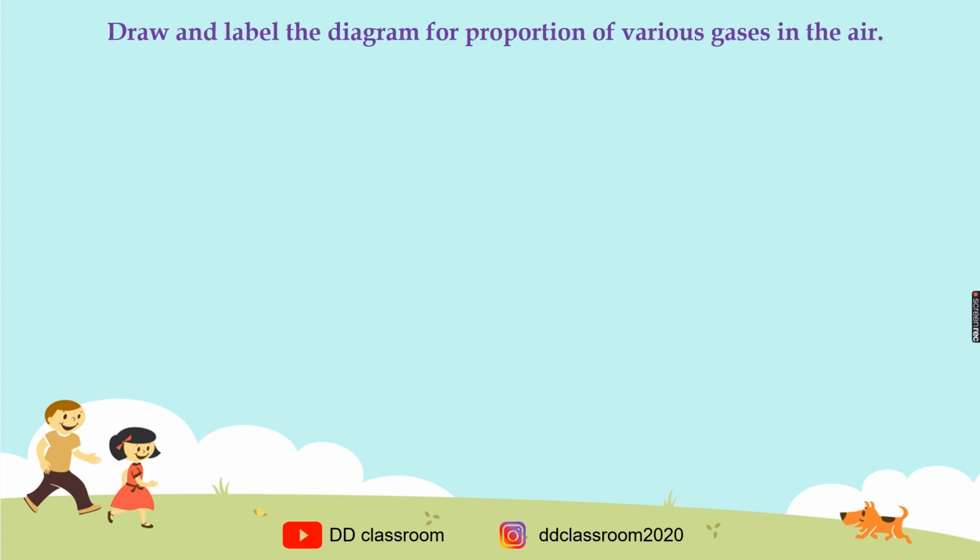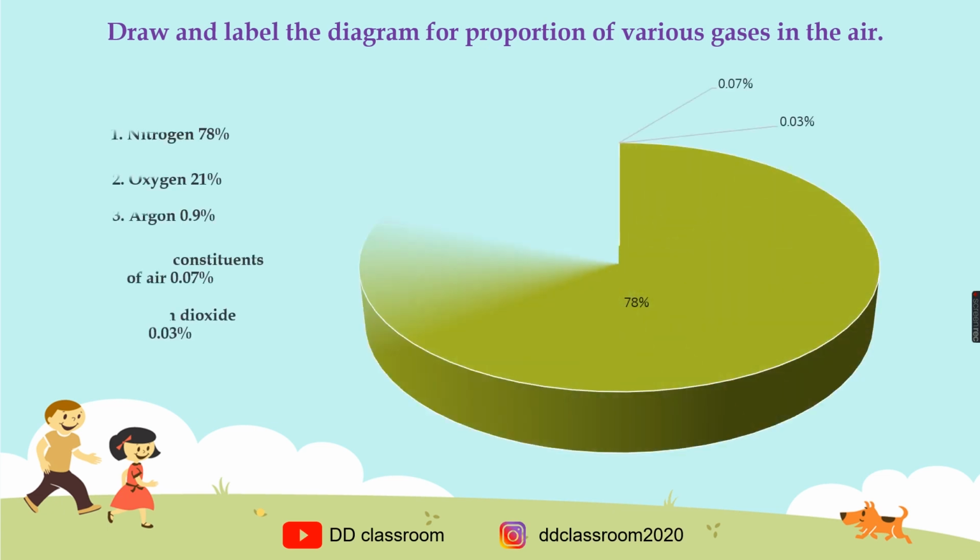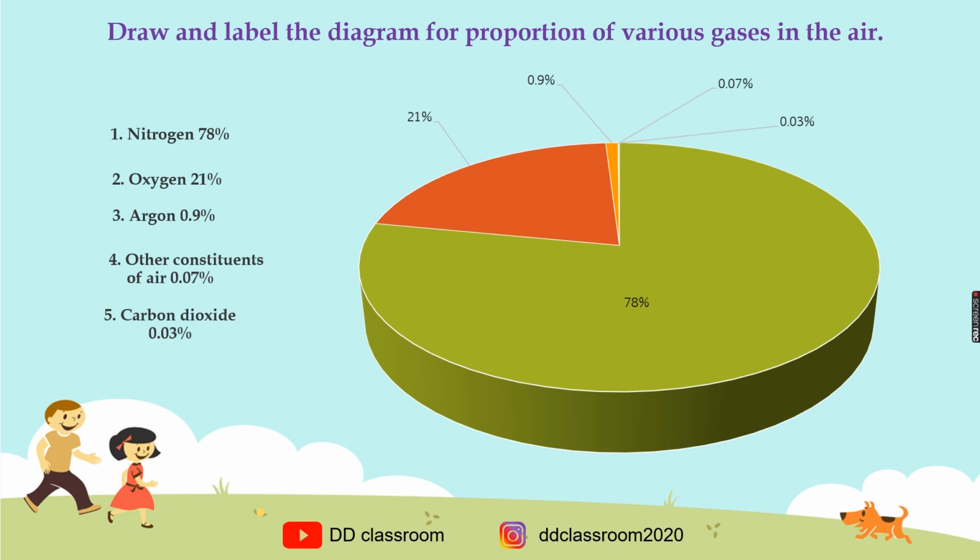Draw and label the diagram for a proportion of various gases in the air. First is nitrogen 78%, second oxygen 21%, third argon 0.9%, fourth other constituents of air 0.07%, fifth carbon dioxide 0.03%.